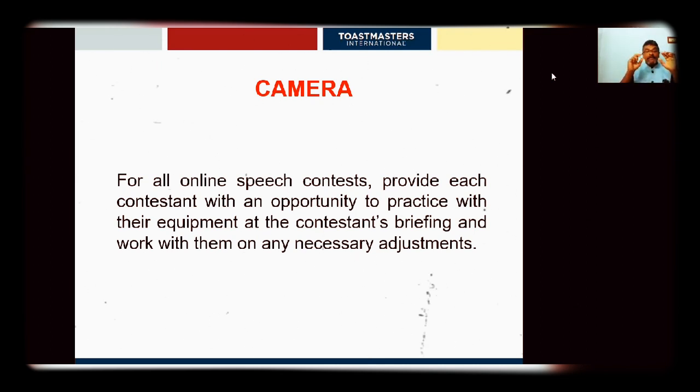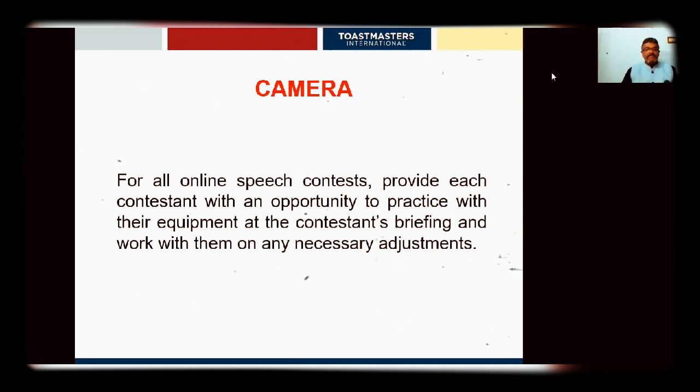The camera equipment should be eye level with the speaker if possible. If you're standing, make sure that the camera is at eye level. Don't make it so that you're looking down at the camera and speaking. Let it be at eye level. It gives you a better effect.